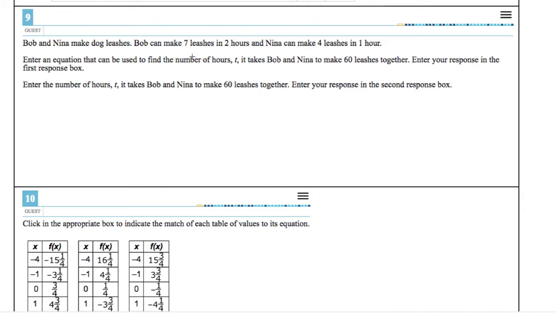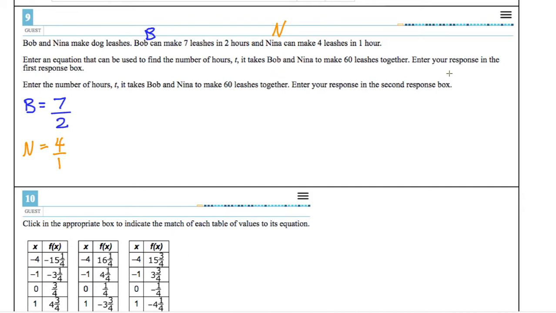So we need to write down the basic information that this problem gives us. I'm going to represent Bob with a B. Bob can make 7 leashes in 2 hours, 7 over 2. And Nina, I'm going to do Nina as an N, can make 4 leashes in 1 hour. And we need to enter an equation to find the number of hours it'll take them to make 60 leashes.